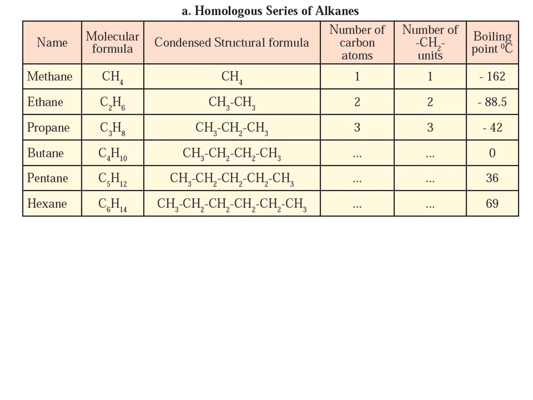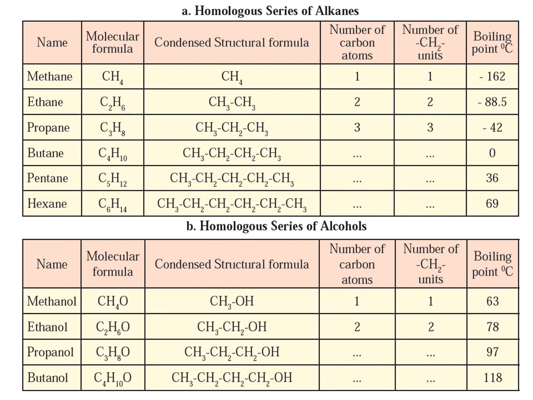The last column is about boiling point. If you see, the boiling point of methane is minus 162, and for hexane it is 69. That means it goes from negative to positive. That means the alkanes have the lowest boiling point at methane. As we move from methane to hexane, the boiling point is increasing. As the number of carbon atoms increases, the boiling point also increases.